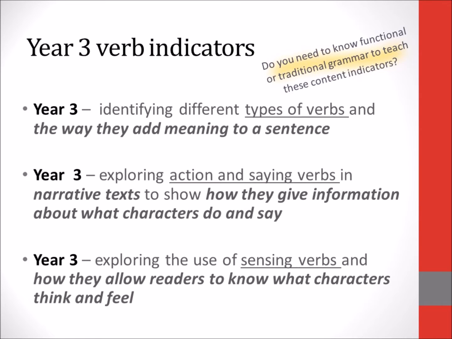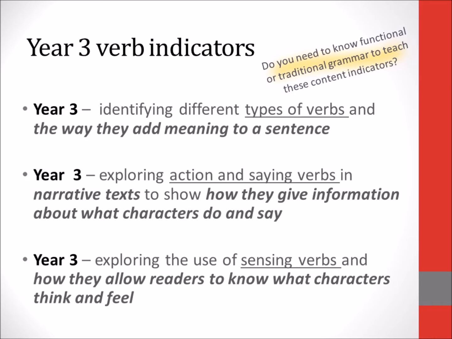So the reason that we have to know about this is because we're expected to teach students about different types of verbs. You can see here from at least year 3, and even earlier we're talking about types of verbs, but in year 3 we're identifying types of verbs and the way that they add meaning to a sentence. Okay? In year 3 we're exploring action and saying verbs in narrative text to show how they give information about what characters say and do, and in year 3 again exploring the use of sensing verbs and how they allow readers to know what characters think and feel.